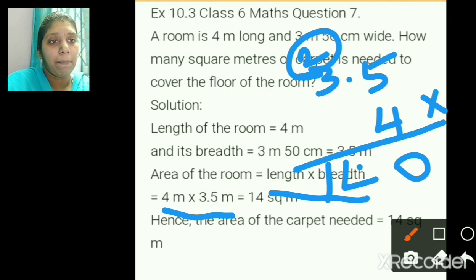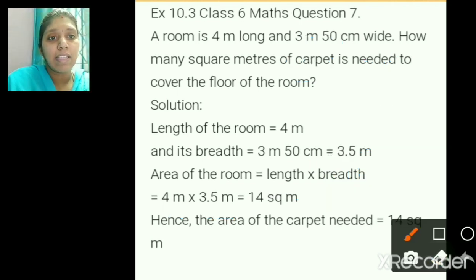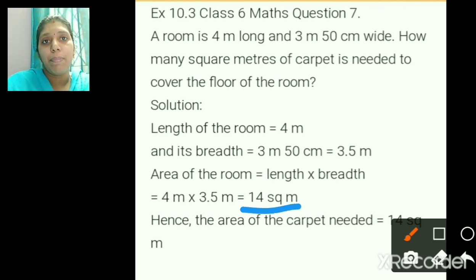Okay, so 14. Now where should we put the decimal? In 3.5, the decimal point is before one number. So in our answer we have to place the decimal before one number. So we have 14.0. 14.0 is nothing but 14. After the decimal point, if you are having 0, like 14.0 or 14.00, that means it is a whole number only. So it is 14 square meter or 14 meter square.